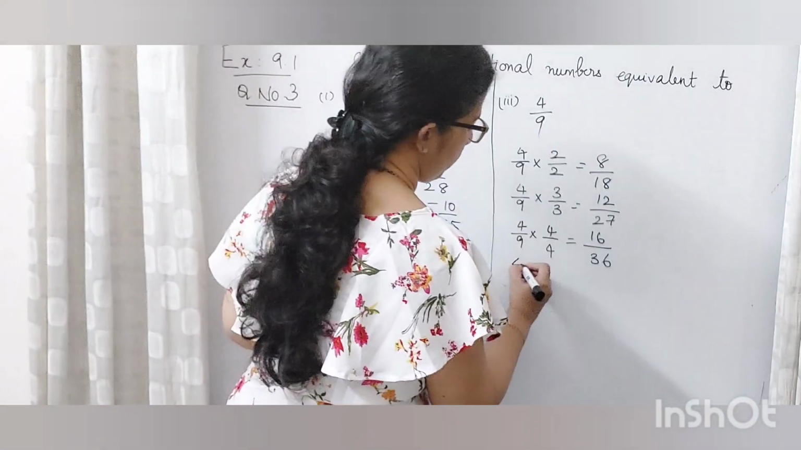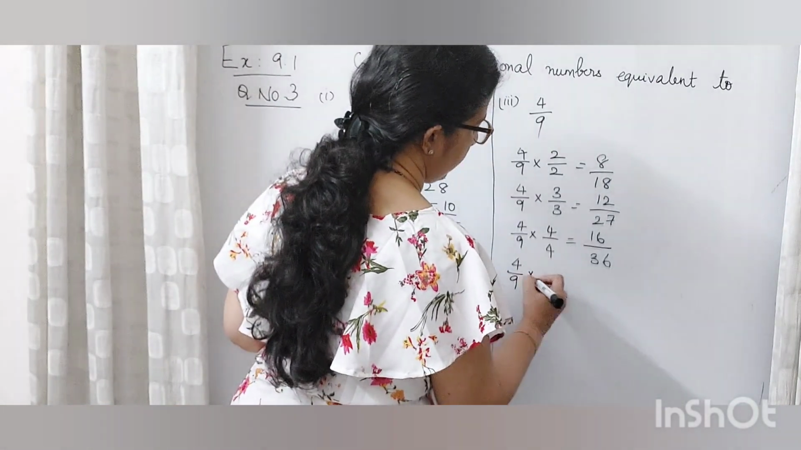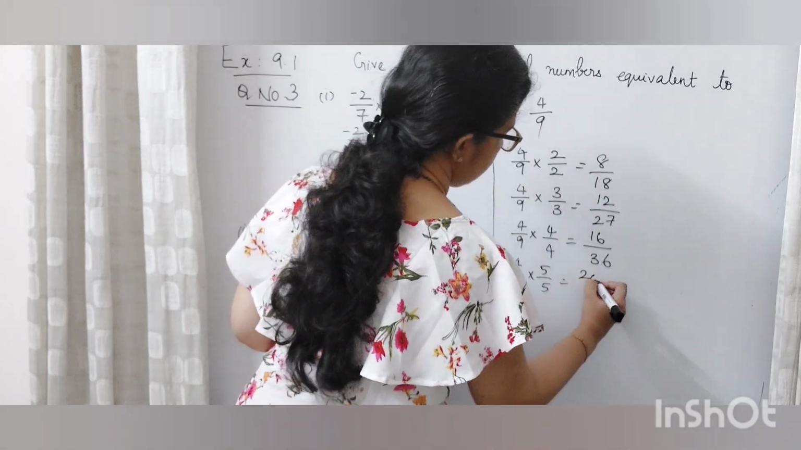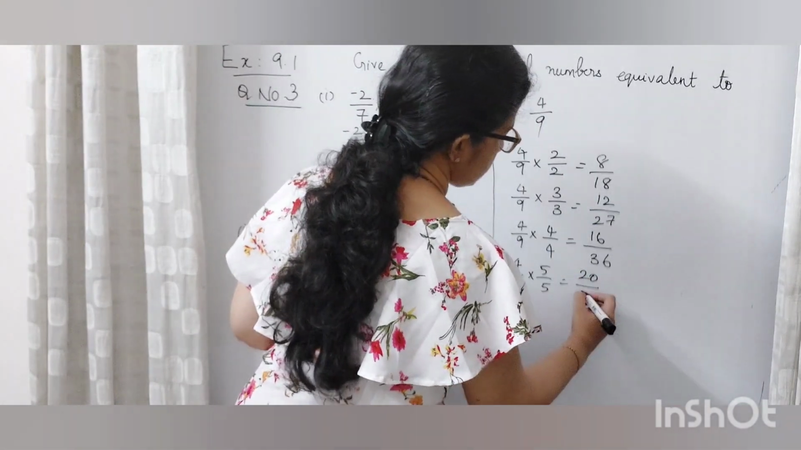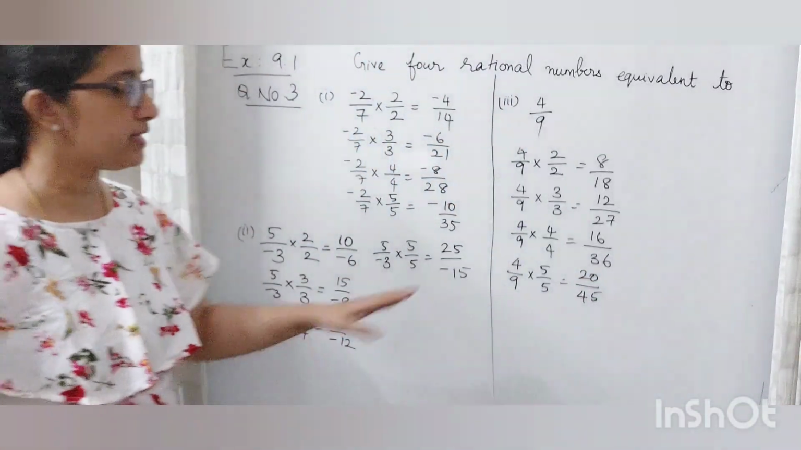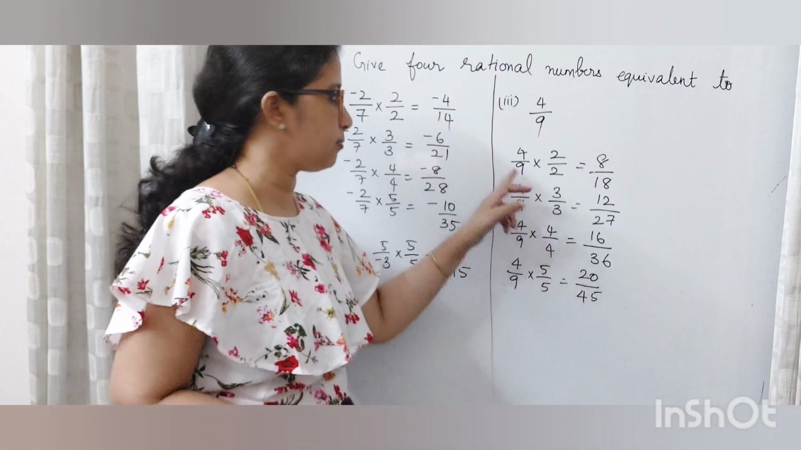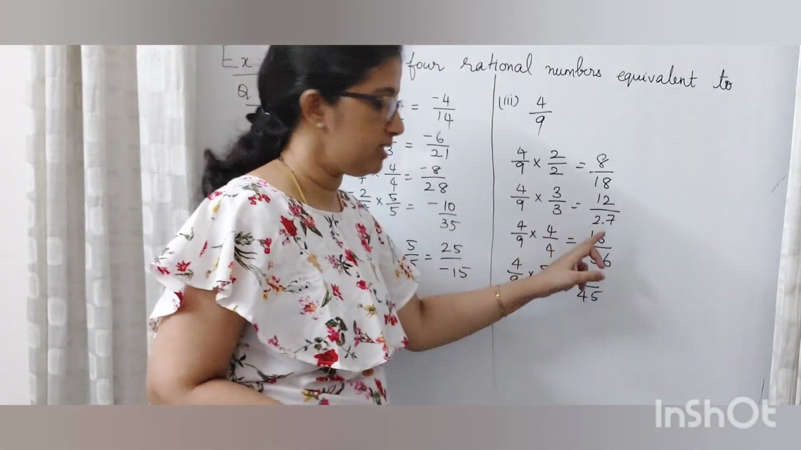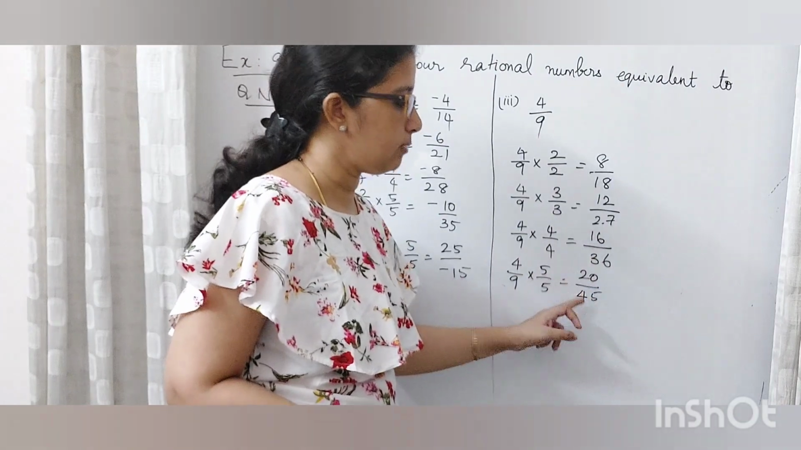Okay. 4 by 9 into 5 by 5, if you do, 4 5s are 20, 9 5s are 45. So clear with this? These 4 are the equivalent rational numbers to 4 by 9: 8 by 18, 12 by 27, 16 by 36, 20 by 45.